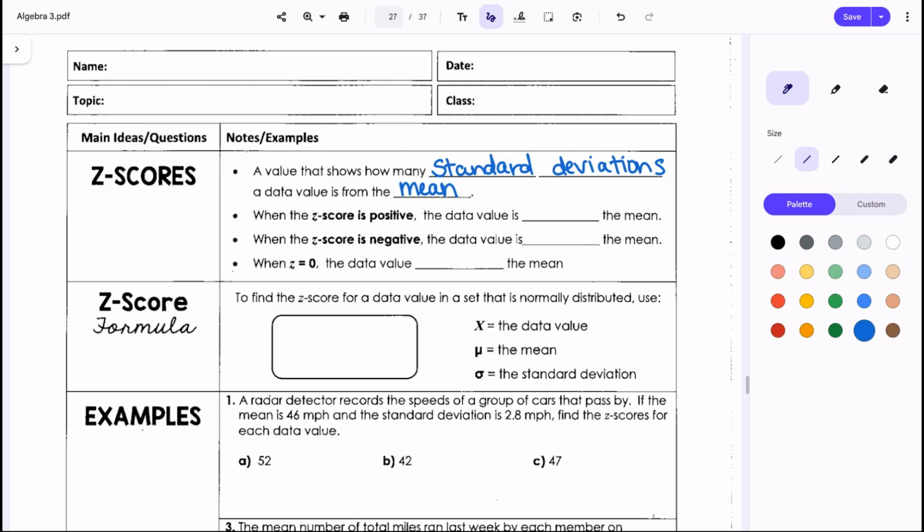So when a z-score is positive, the data value is going to be above the mean. And when a z-score is negative, the data value would be below the mean. And when the z-score equals 0, then the data value is equal to the mean.